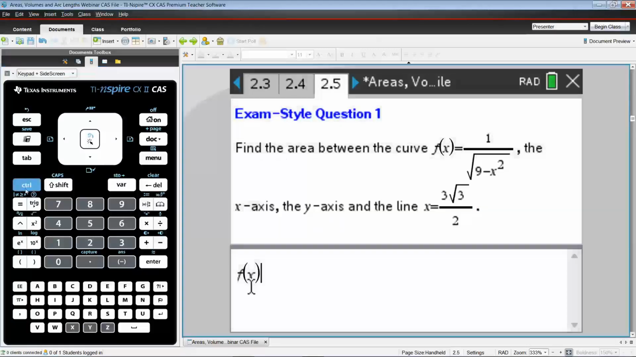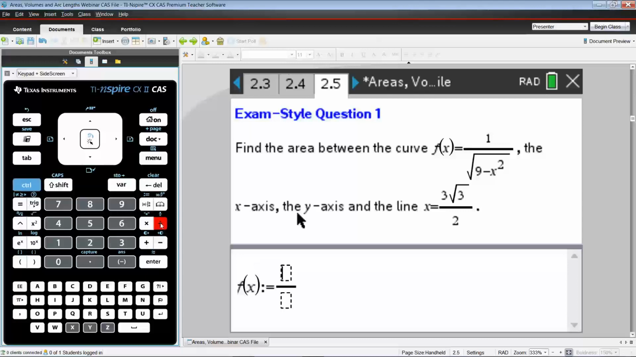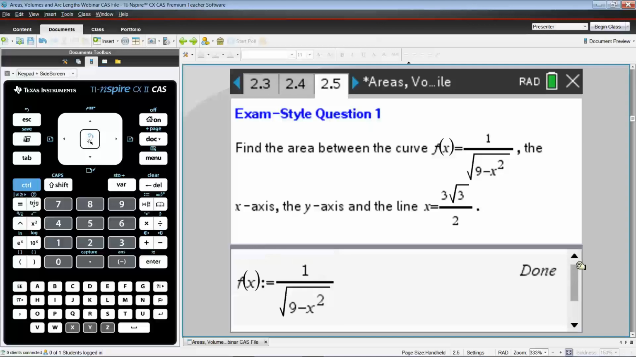So pressing Control and that template button there basically is what we call the assign to command. So f(x) is assigned to, and let's type this out. Control and divide 1, and then tab over to the bottom, and let's type square root of 9 minus x squared. All right, so now that we've got that, we've basically defined f of x in terms of x.